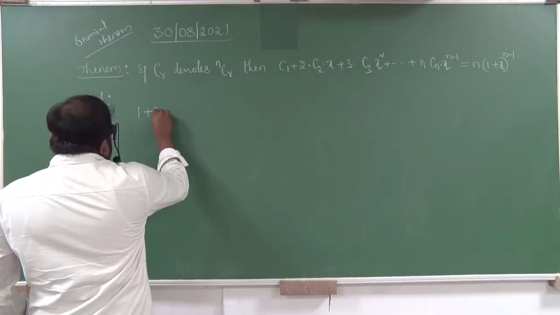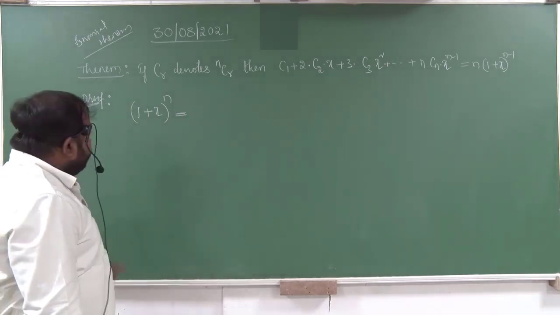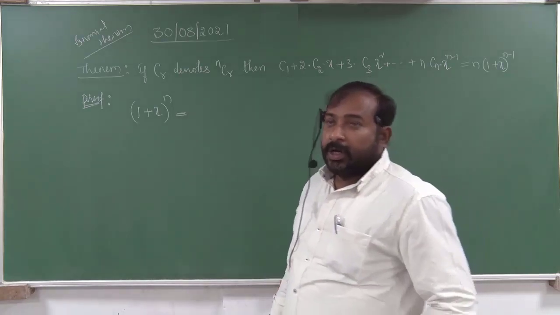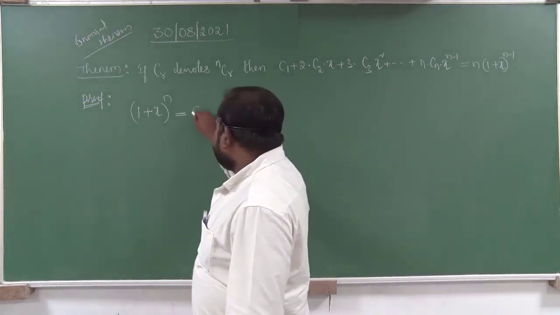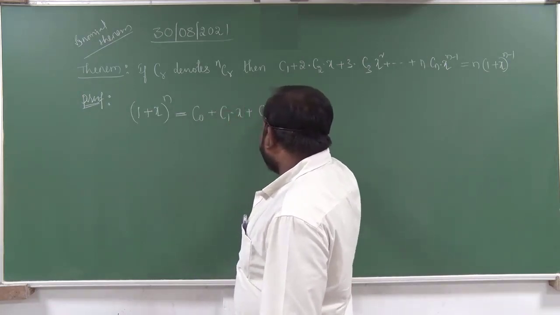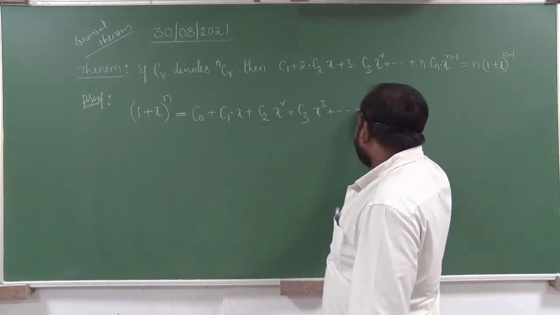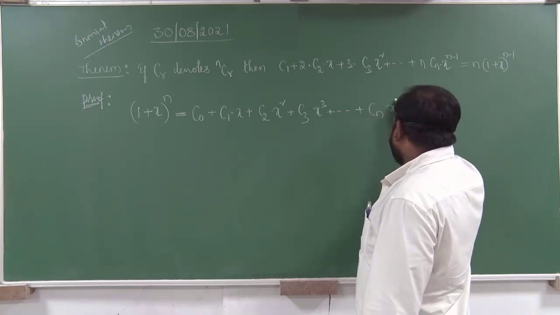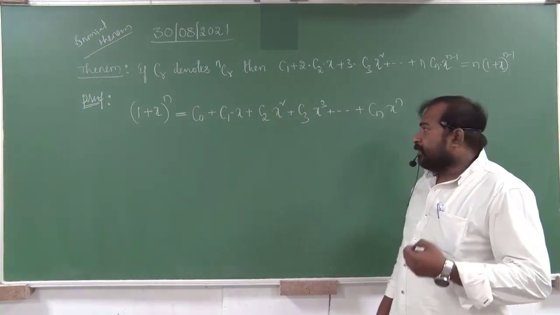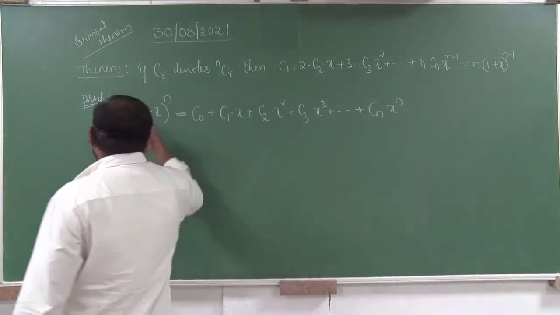What is the expansion of (1 plus x) whole power n? If you observe the (1 plus x) whole power n expansion, it is C naught plus C1 into x plus C2 into x square plus C3 into x cube plus so on plus Cn into x power n. This is the value. Of course, C naught means nC0, C1 means nC1, C2 means nC2, like that.